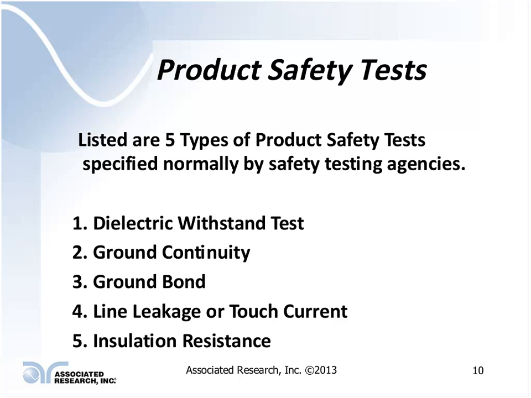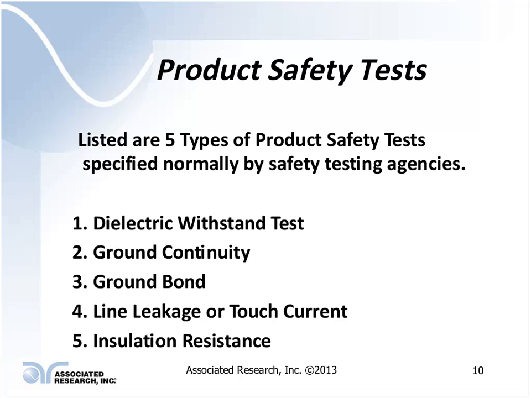Ground continuity test. This test is done to verify that there is continuity present within the grounding conductor of the product itself. It's not necessarily a point-to-point continuity test within the circuitry of a product. A ground continuity test is basically a test that is done strictly on the grounding circuit within the product itself.